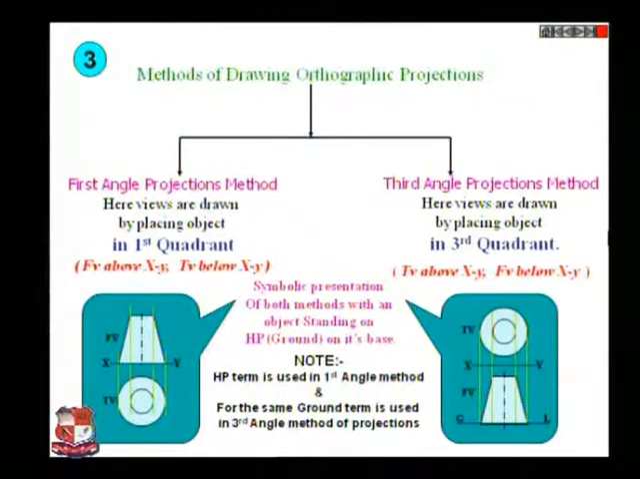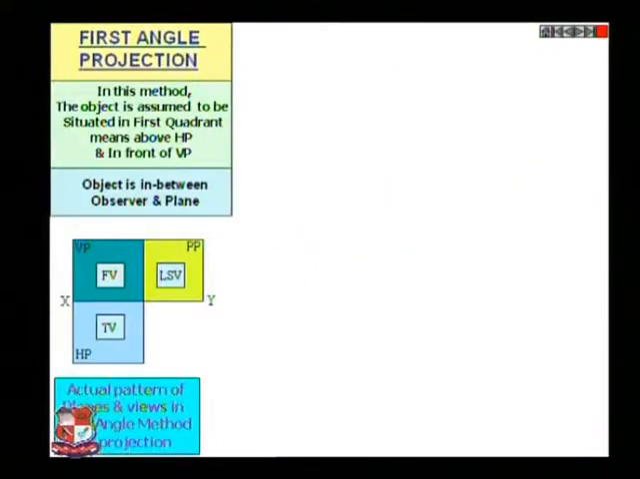HP term is used in first angle projection method, that is horizontal plane, and for the same, ground term is used in third angle projection method. In some cases the people write the ground level. So in those cases ground means it's a horizontal plane, and in some cases people write HP when they use first angle projection method. So that is HP.